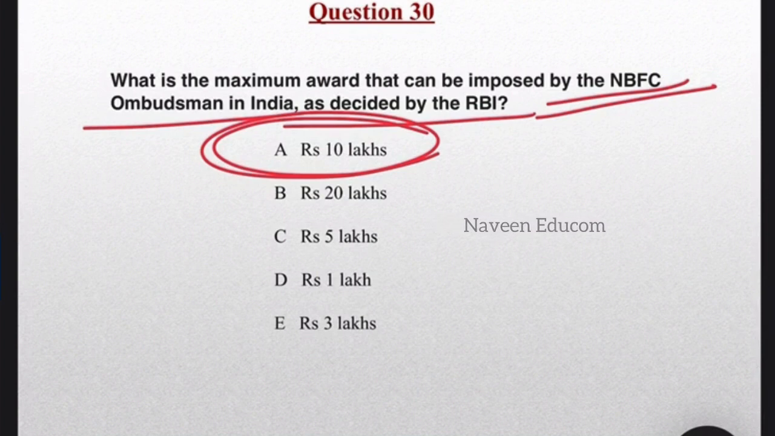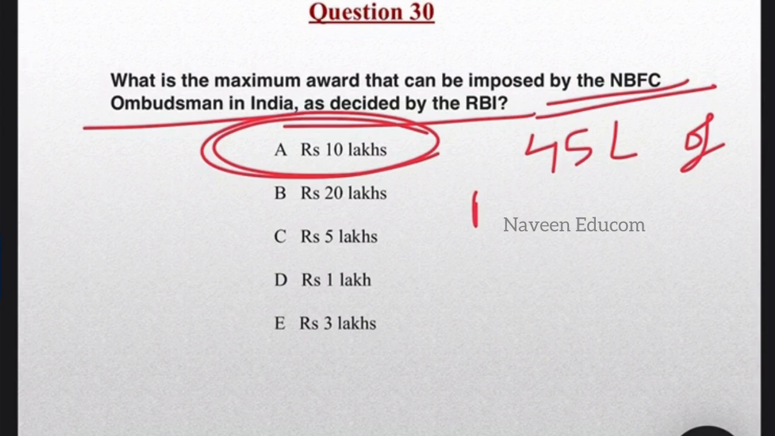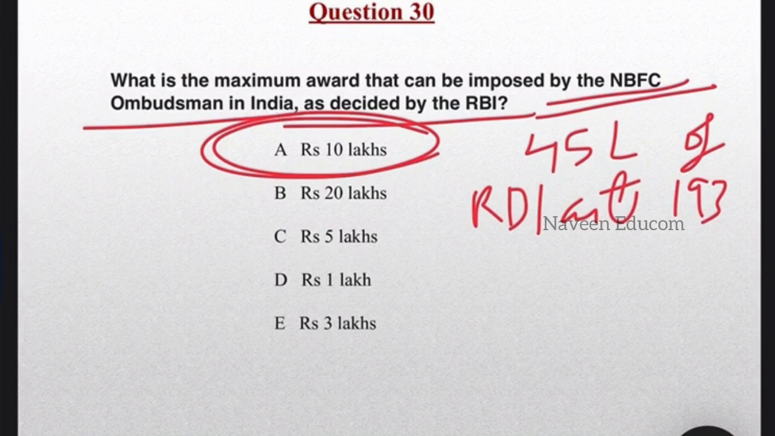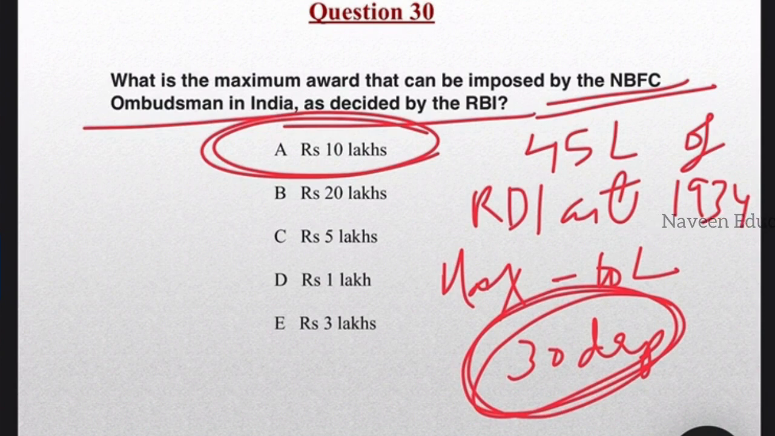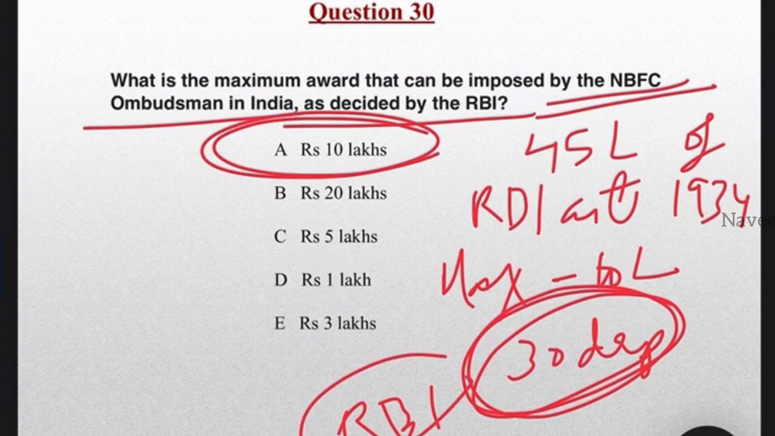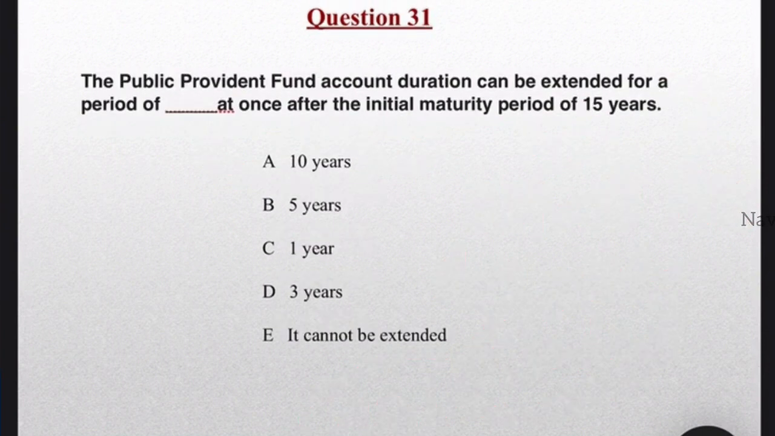Some of the extra points you have to know: the RBI has recently launched the ombudsman scheme for the NBFCs operating in India under section 45L of the RBI Act 1934. So kindly note this, 45L of the RBI Act 1934. The maximum award that can be passed by such an ombudsman will be rupees 10 lakhs, whereas an appeal can be filed against the award within 30 days with a deputy governor of the RBI, as we have said in the previous question. There is no fee involved in filing a complaint with the NBFC ombudsman.